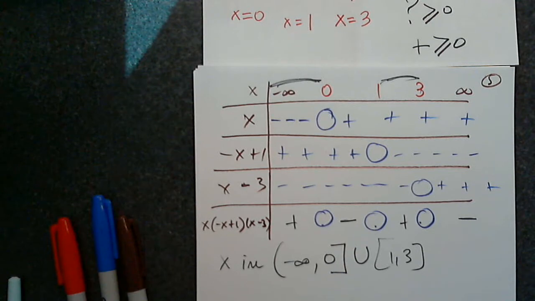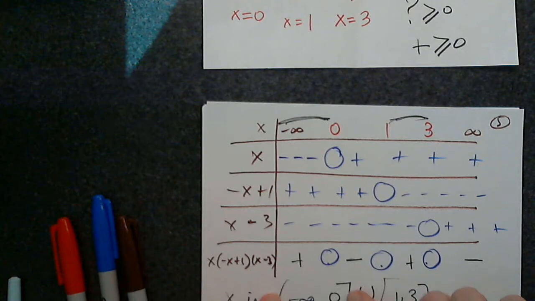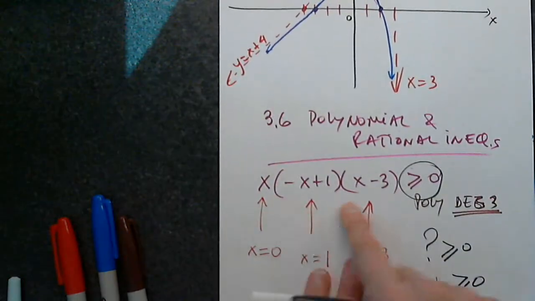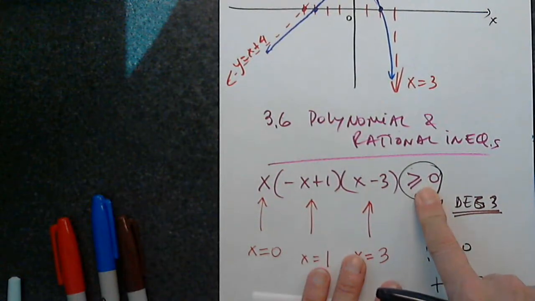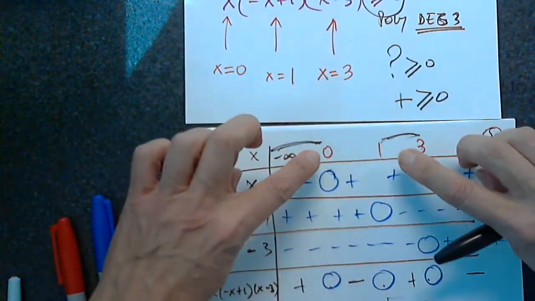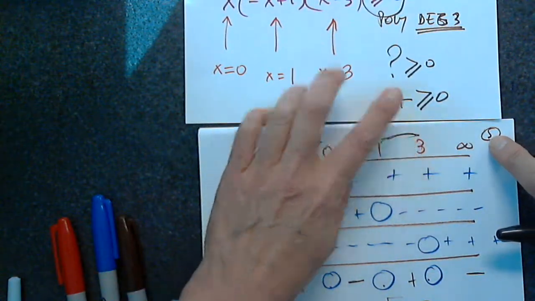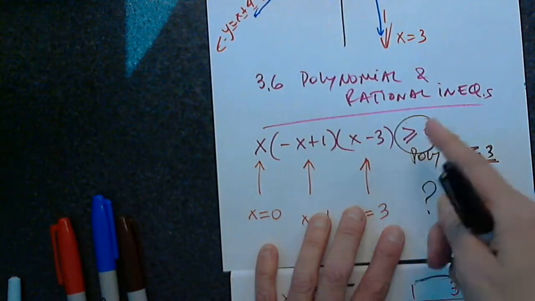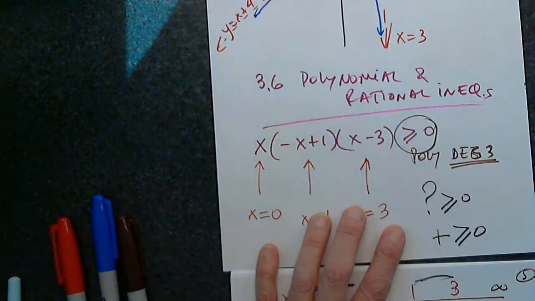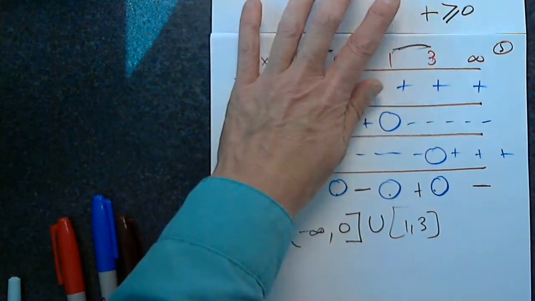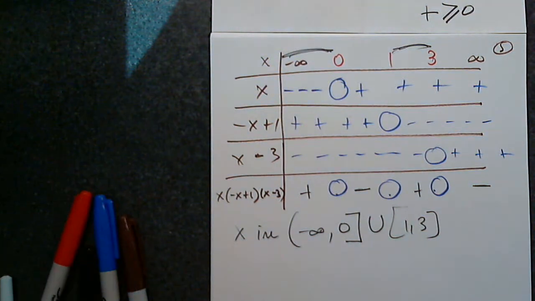This is the method of solving polynomial inequalities. Nothing else. What does this mean? That if you pick a number between these two or these two, all this product will be positive. If you pick a number between these two or these two and plug x and replace x by it, it's going to be less than or equal to. That's all it means.